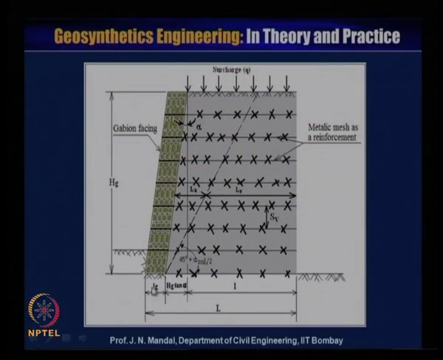Now, this is the kind of wall. This is the gabion facing and this is the metallic mesh as reinforcement, and this is the spacing Sb, the spacing between the two reinforcements, and this is the surcharge load, this is the Hg, this is L, this is LE, this is LA, and this is the failure line which is making an angle of 45 degree plus phi by 2, and this is Tg and this is Hg into tan of alpha.